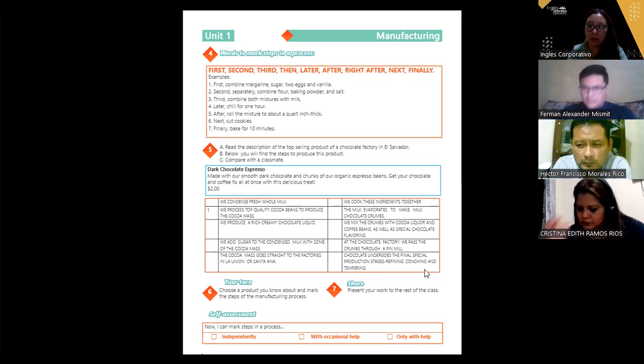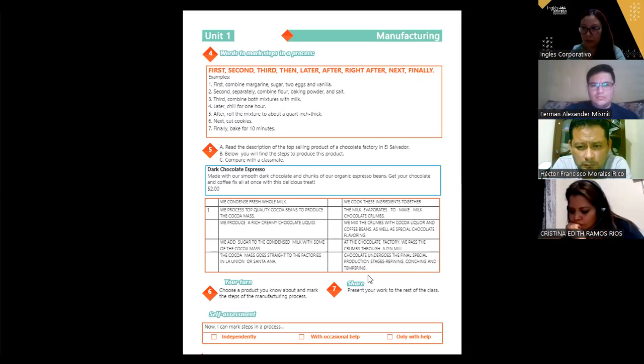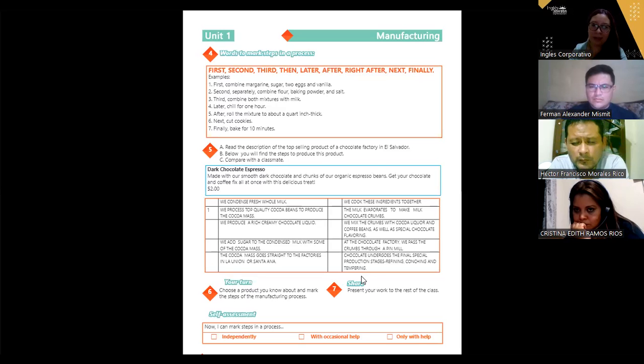Okay? Conching and tempering. Conchar y temperar son procesos que se hacen con el chocolate. Después de que ya está el líquido, hacen esas dos cosas para darle la textura que quieran. Y después van a los moldes. Así que eso se traduce tal cual, conchar y temperar. Son procesos específicos para hacer chocolate. Okay? All right. And we have no more questions.